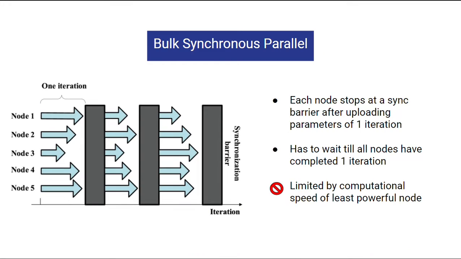So moving to how the bulk synchronous parallel works. Every node is stopped at a synchronization barrier after one iteration where it uploads all of its parameters, and it has to wait until all nodes finish one iteration. This is a system that is limited by the computational power of the least powerful node.